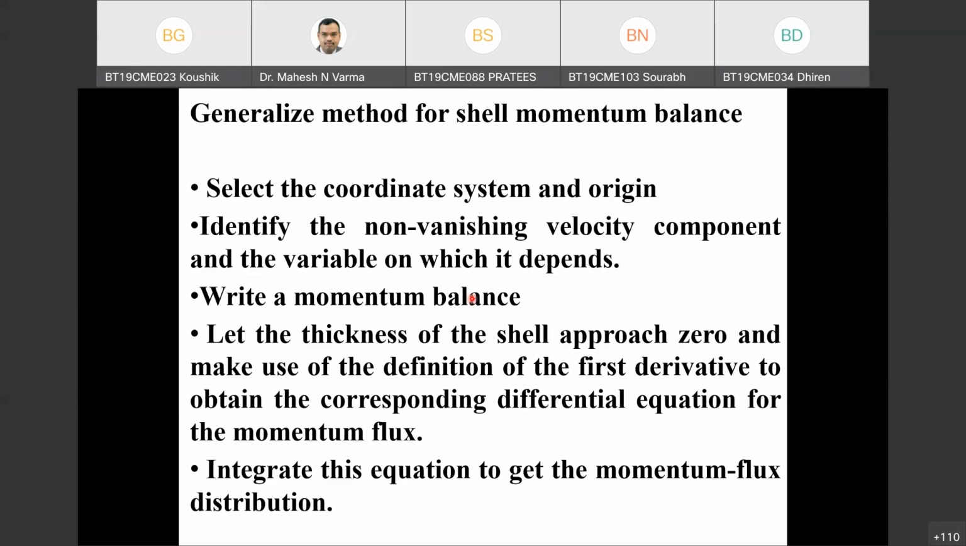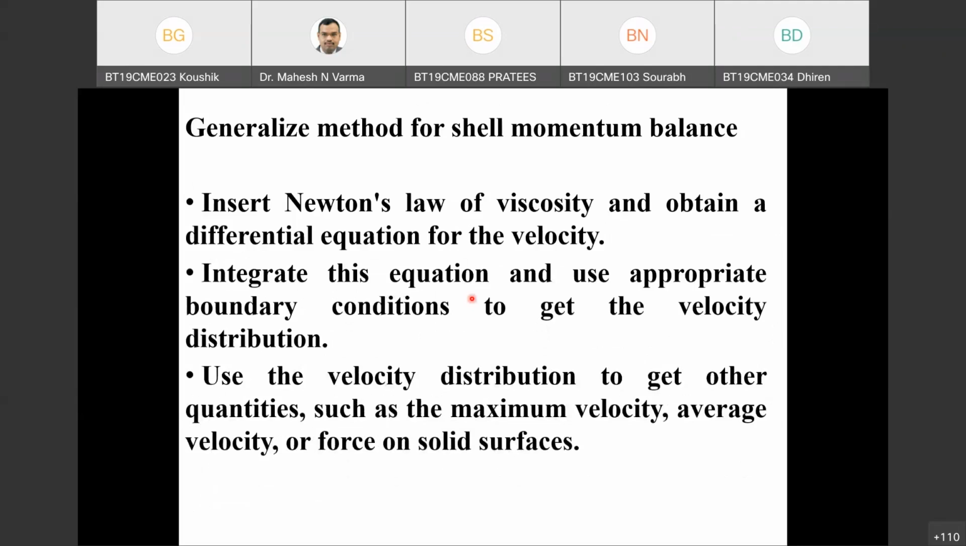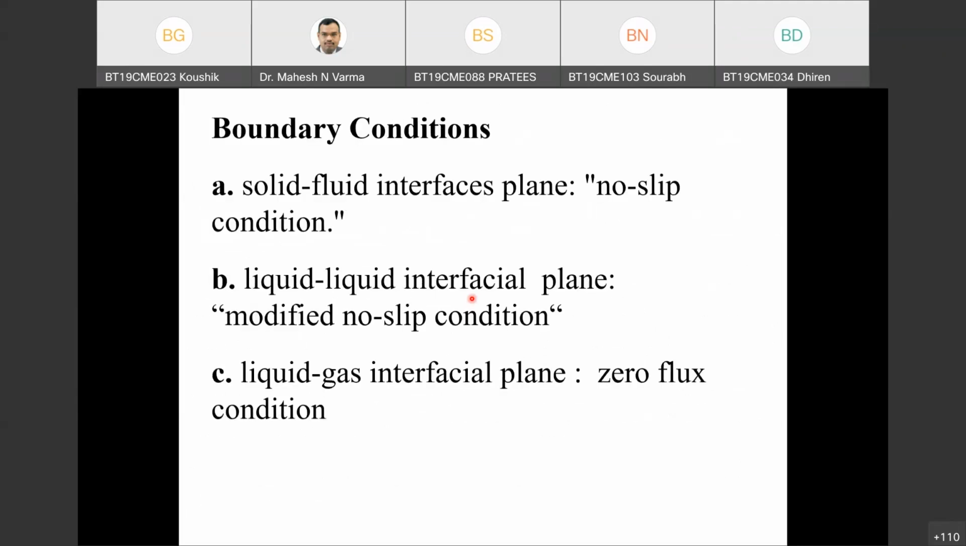The generalized method is very, very important. You can solve any problem to get the velocity profile, temperature profile, and concentration profile. There will be some changes here and there, about 10%, based on the given conditions, and accordingly you can get the profiles. This is the generalized method. Then boundary conditions. What type of boundary conditions may you come across?